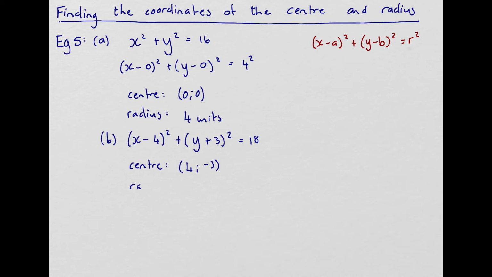The radius is always equal to the square root of the right-hand side. So the square root of 18 actually simplifies to 3 root 2. And you can use your calculator to help you do that.